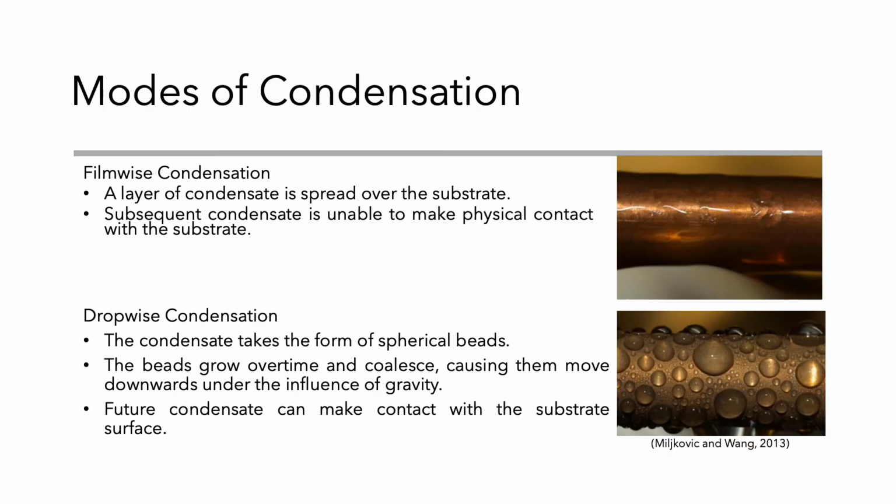There are two main modes of condensation referred to as dropwise and filmwise condensation. During filmwise condensation, a layer of condensate is spread over a given substrate. This prevents subsequent vapor from efficiently transferring heat to the surface of the material beneath. During dropwise condensation, the condensate takes the form of spherical beads. Eventually, neighboring beads coalesce and move downwards, gathering the static beads in its journey. This leaves a large surface area open for further condensation and heat transfer. For this reason, the heat transfer coefficient for dropwise condensation is roughly 10 times larger than that for filmwise condensation.